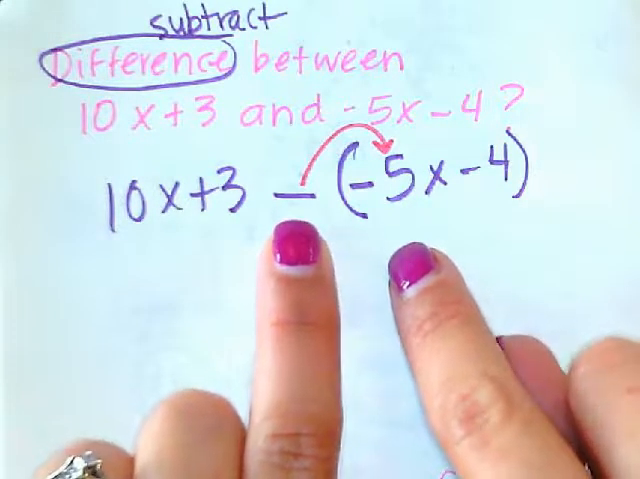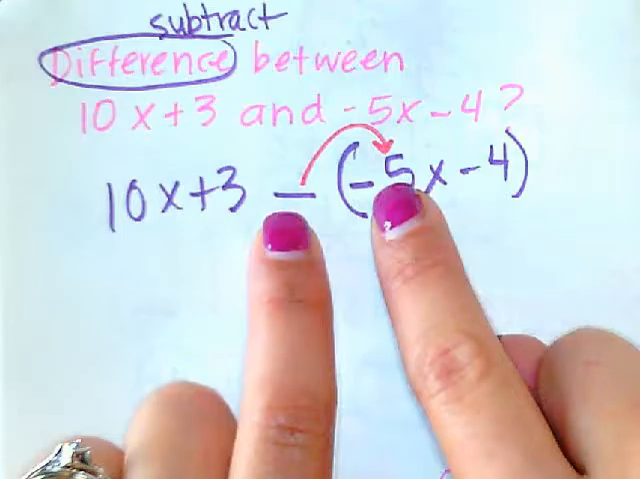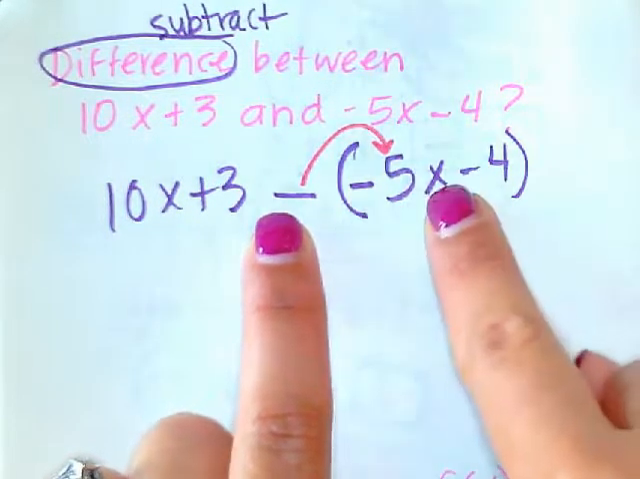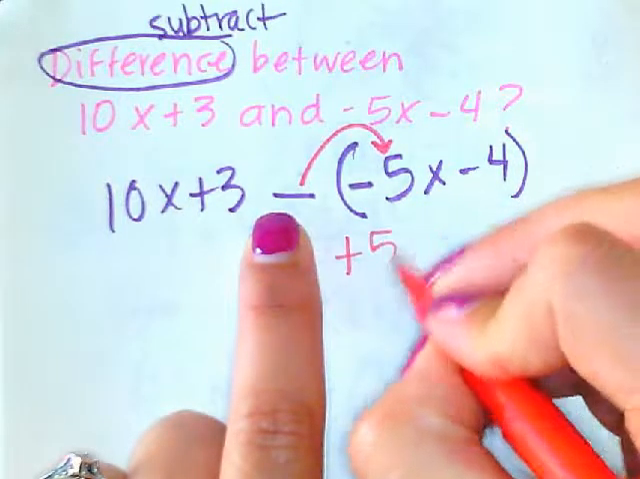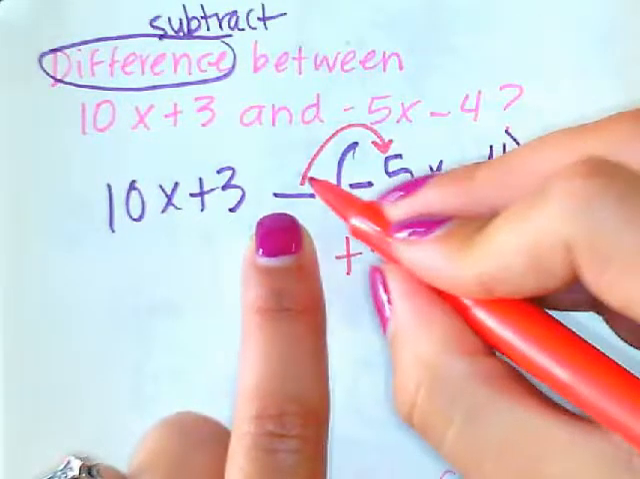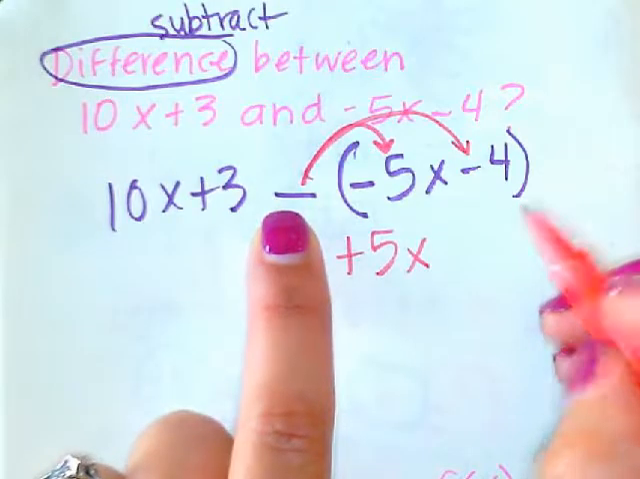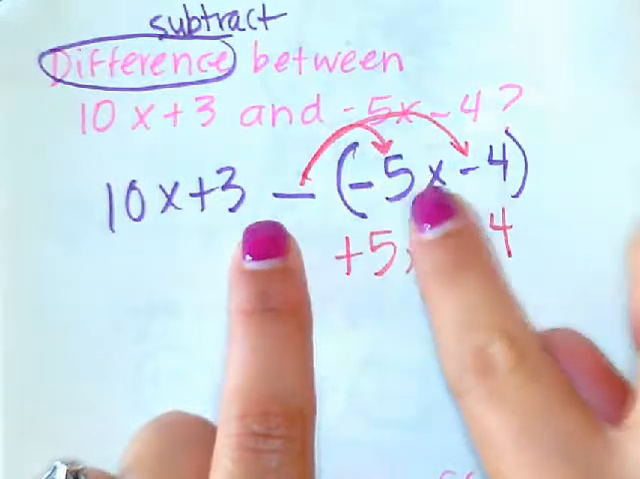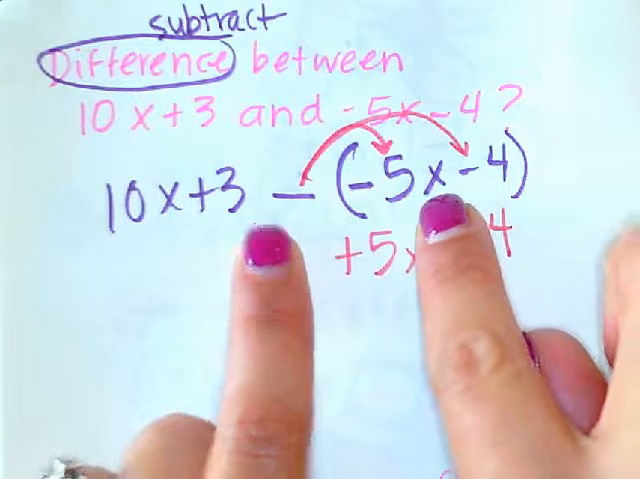Okay, so I know it has no numbers, just a minus. So in other words, it's just changing the signs inside. So negative times negative 5x now becomes positive 5x. Negative times negative 4 now becomes plus 4. Okay, so what the minus did is it changed the signs inside.